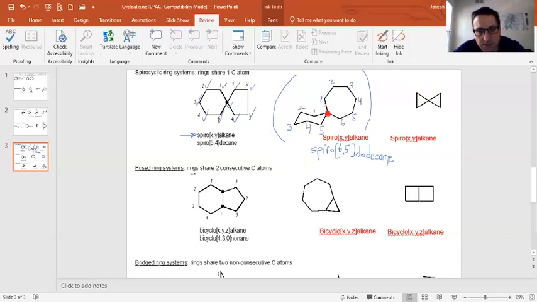In fused ring systems, as you can see here, the rings share 2 consecutive, back-to-back carbon atoms. These carbon atoms are both shared, whereas for spiro, only 1 carbon is shared by both rings. Here for fused ring systems, you have 2 vertexes in common to both rings, not just 1. If we start here, initial I, and we end here, final F, then our path can take us along the cyclopentyl or the cyclohexyl.